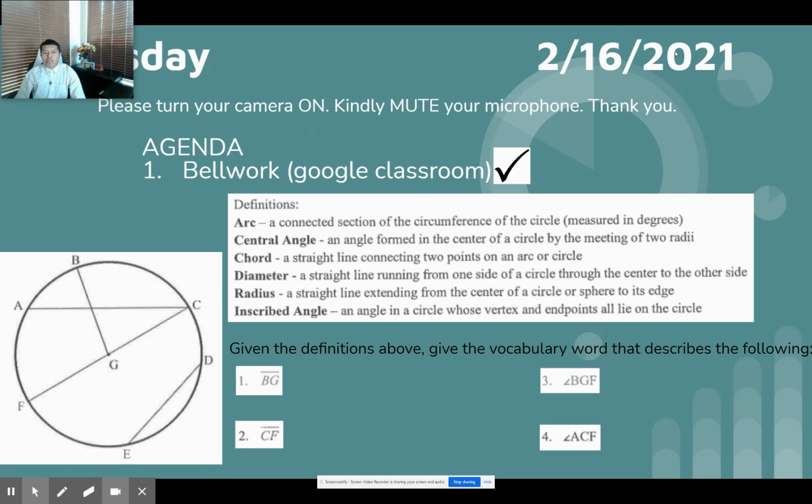So we have this bell work and it's shared in Google Classroom. So you can refresh your Google Classroom and do the bell work. So this is about vocabulary that would help us connect to our new unit for this year. And some of the vocabs or the words here we already learned in the past few days.